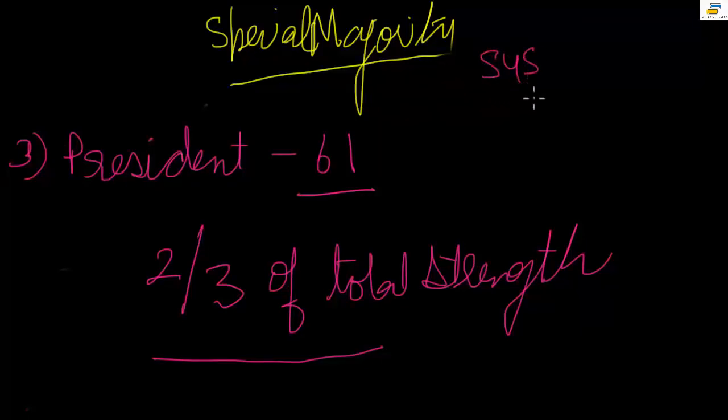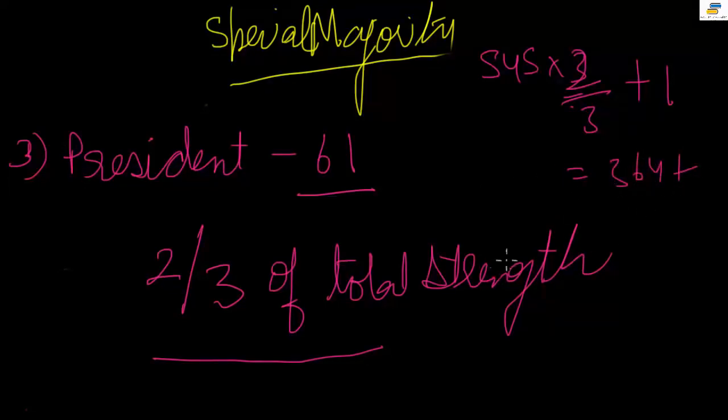You will need 545 into 2 by 3 plus 1. So this will be approximately 364 plus. And similarly in Rajya Sabha, you'll end up having 164 plus. So this is how the special majority operates in case of the president. We'll talk about it in more detail when we talk about the president of India also.